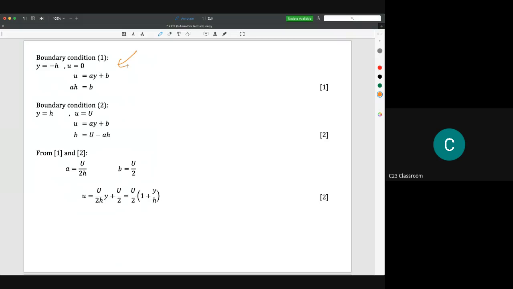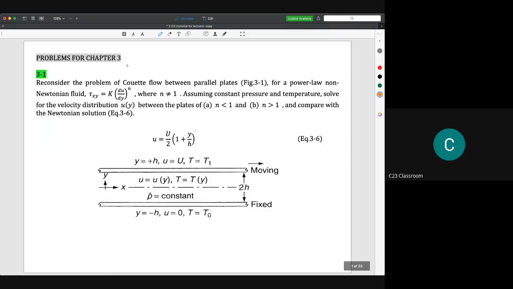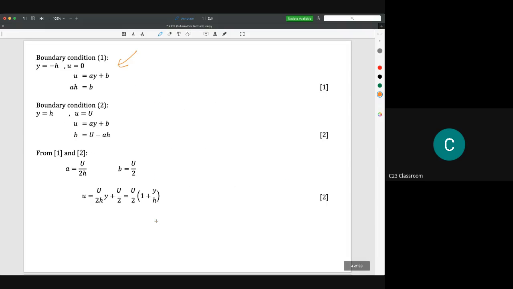This boundary condition must be based on the diagram given in the question. For example, we have 2h here, so this is the 0, and we have plus h and minus h. So we substitute the boundary condition: at y equal minus h, the velocity is 0.